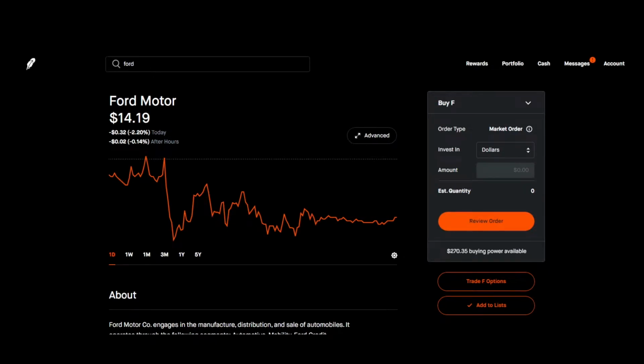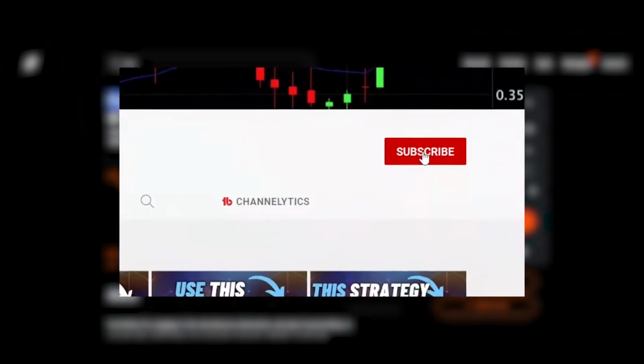Today I'll be showing you an extremely easy option strategy that you can do on a stock that doesn't trade very high or low. It just stays pretty stagnant and trades only sideways. So for this example, I'll be showing you on Ford Motor.